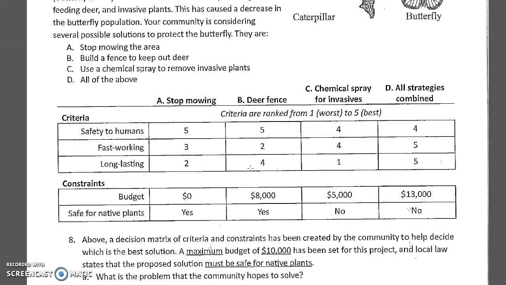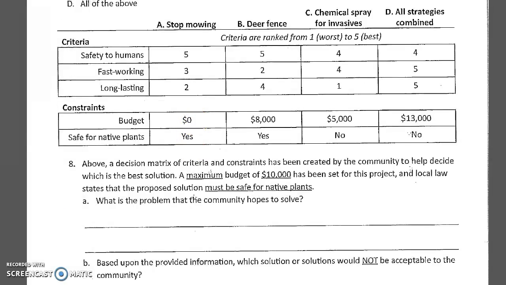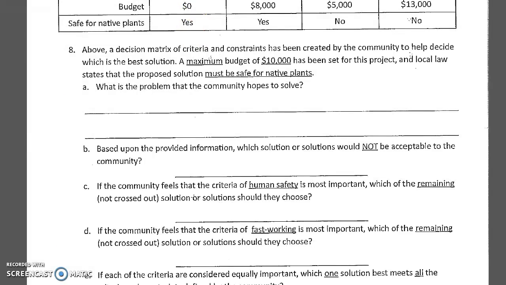So you want to look at the matrix. You're going to look at the criteria and the constraints. And you also want to look at the options: A. Stop mowing. B. Deer fence. C. Chemical spray for invasives. Or D. All strategies combined. You also want to look at the budget and is it safe for native plants. You're going to use this matrix to answer the following questions.